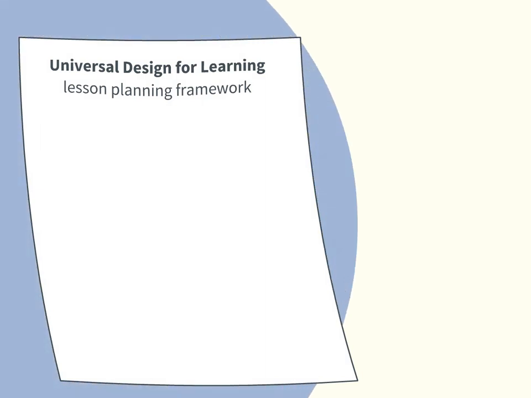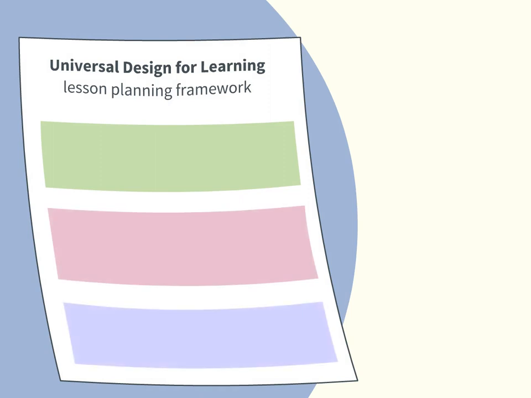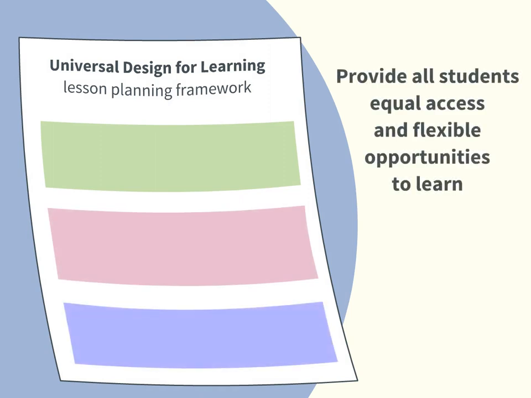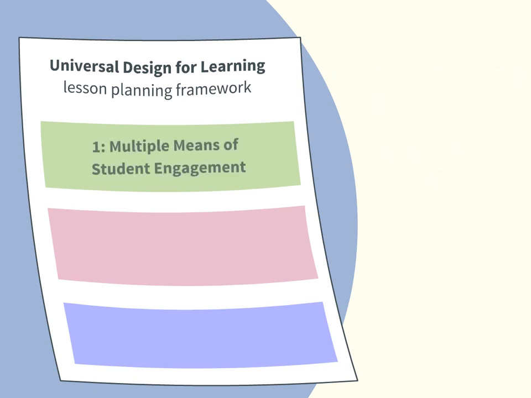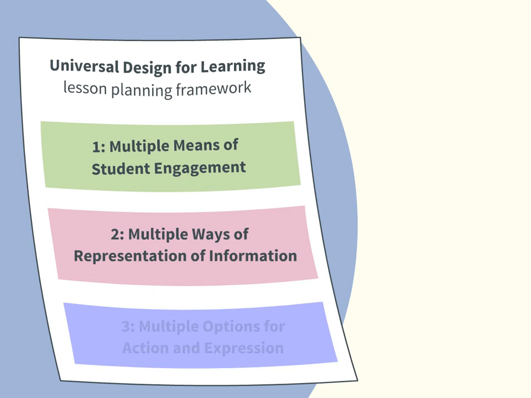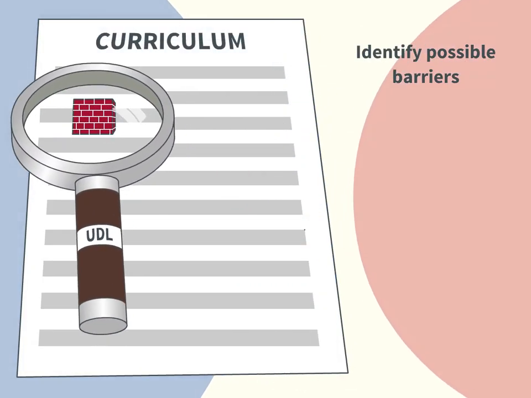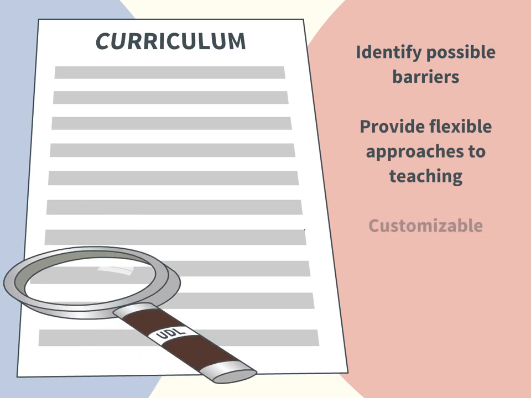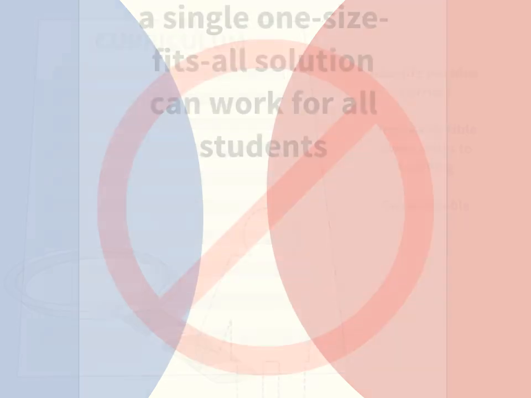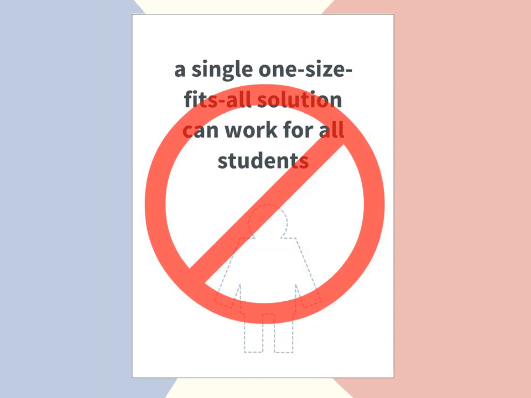Simply put, UDL is a set of 3 principles for curriculum development that provide all students equal access and flexible opportunities to learn. The 3 principles are multiple means of student engagement, multiple ways of representation of information, and multiple options for action and expression. UDL allows teachers to identify possible barriers in the curriculum and teach around them while providing flexible approaches that can be customized and adjusted for individual student needs. In other words, implementation of the UDL principles rejects the idea that a single one-size-fits-all solution will work for all students.